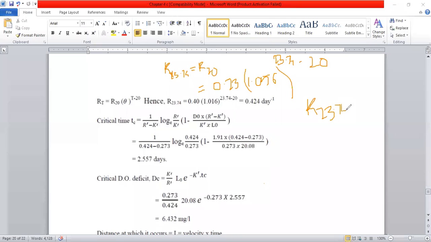K 23.74 is equal to. Tell me the answer.